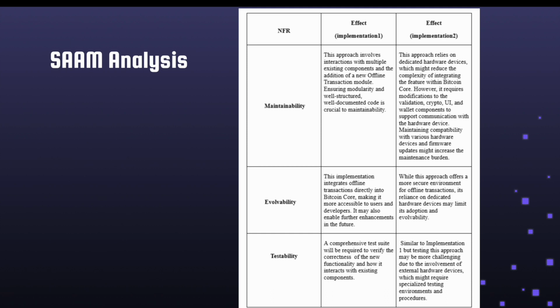What mainly limits is adoption and evolvability. Comprehensive testing is necessary for both approaches, but testing the second approach may be more challenging. Implementation 1 requires less development time and capacity and has lower hardware requirements, making it the preferred choice. It can handle offline QR codes, signatures, and scanning of transactions.